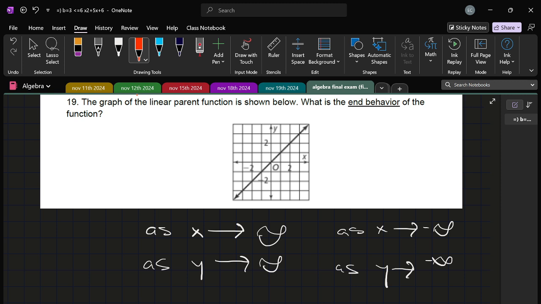Here, as x approaches infinity, x still goes towards positive infinity. And as x goes to negative infinity, this one is going to negative infinity clearly. And it looks like the same is true with the y value. So as the y value increases, it will still head towards positive infinity, and this one heads towards negative infinity.